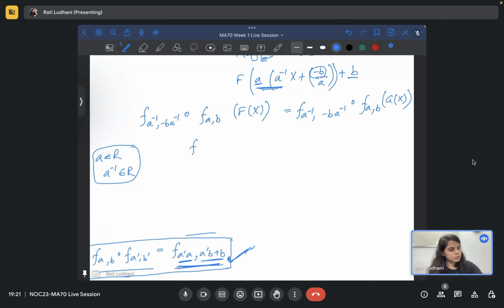Okay, so you have this property. So what will you get? You will get A inverse A and A dash B means this one. So you have minus B A inverse plus B, and both sides you will get this.